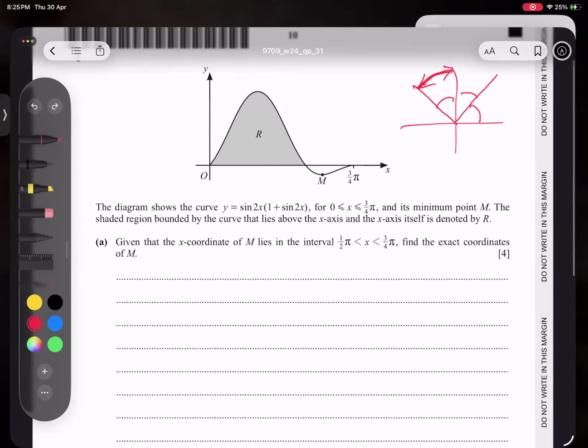So, step number 1. I will start differentiating directly. Product formula, sine 2x, copy, students.